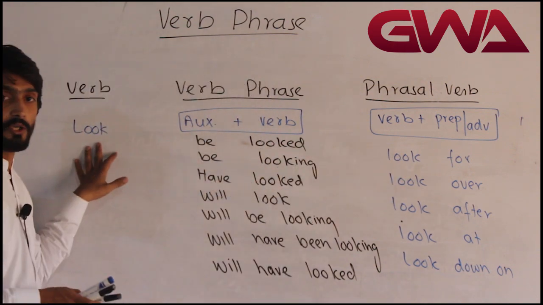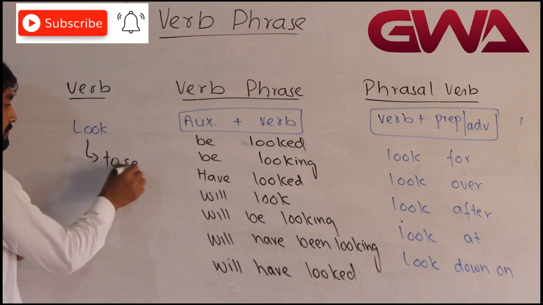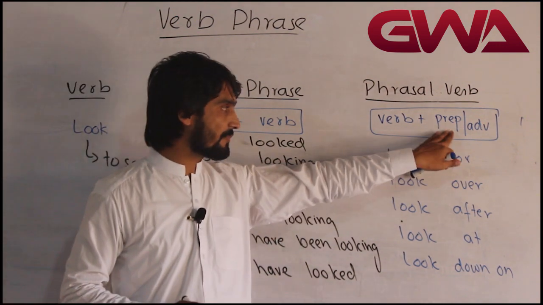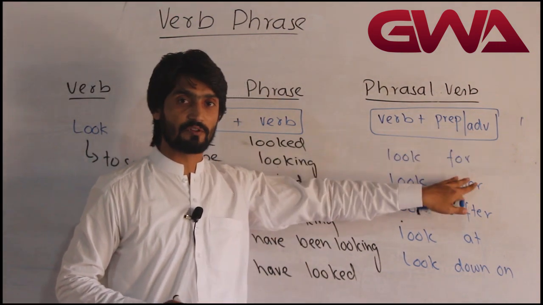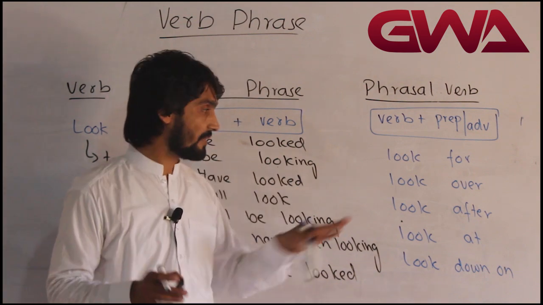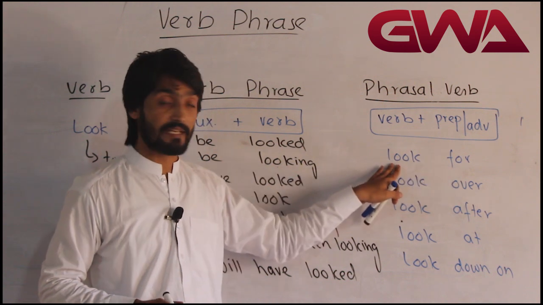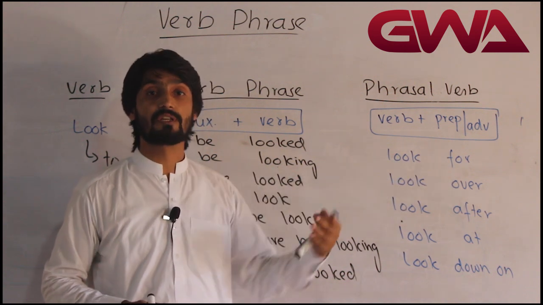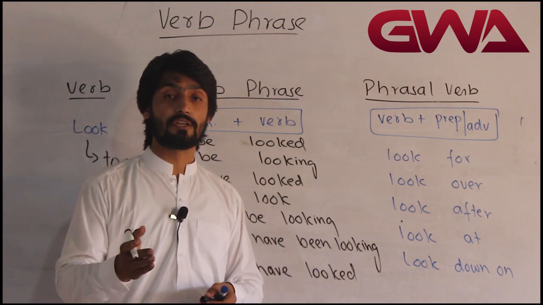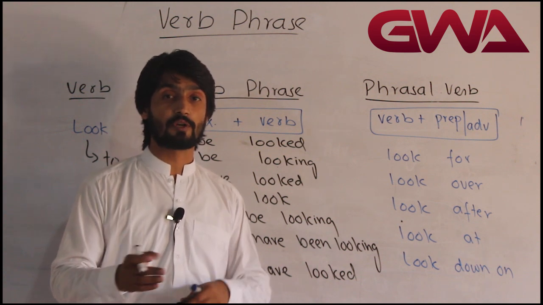Now, here, look means to seem, to appear. But when we use a preposition or adverb or sometimes both of them, the meaning of look will be changed. For example, look for. Here, for is a preposition and it has a different meaning. Look for means to search, to find. Ali is looking for a job. Kamran is looking for his watch.